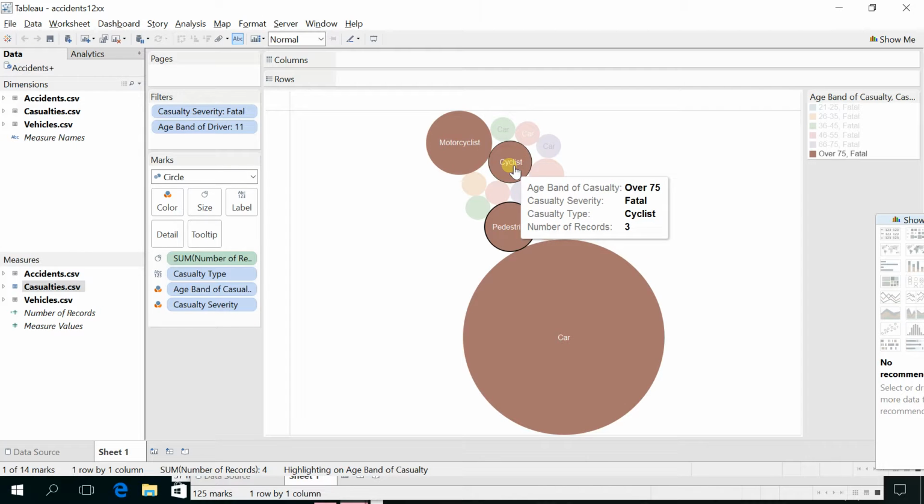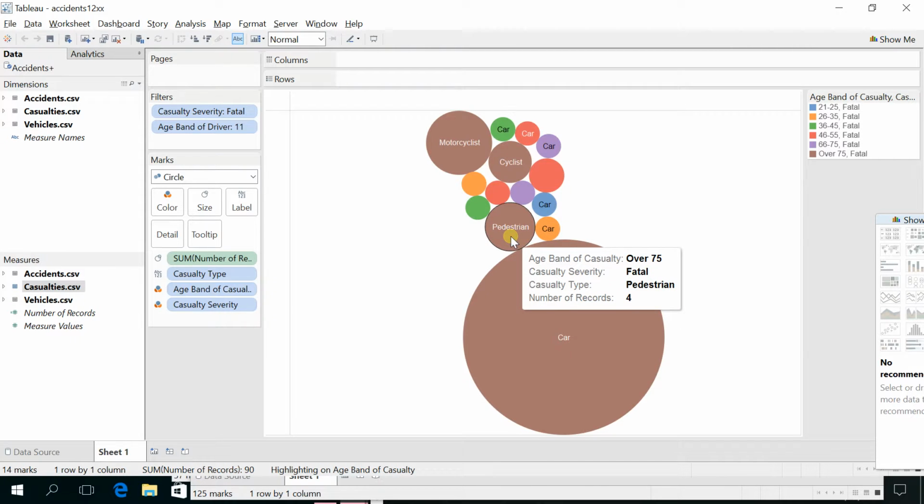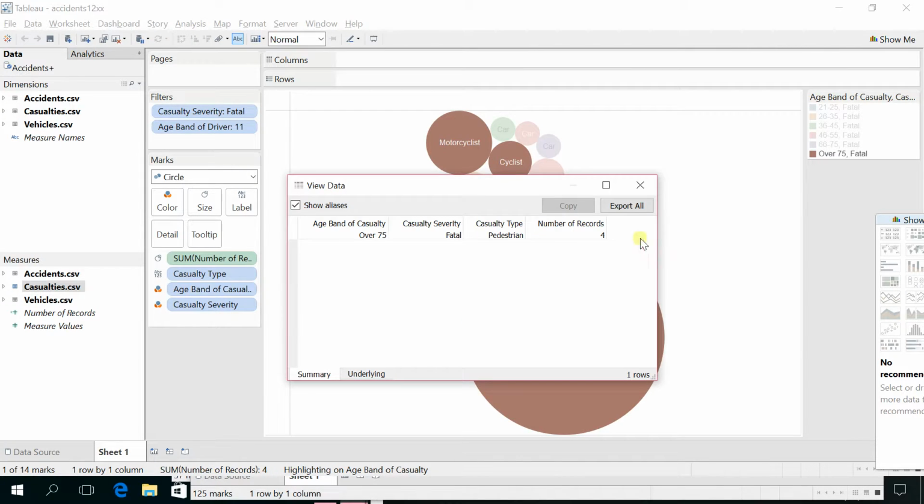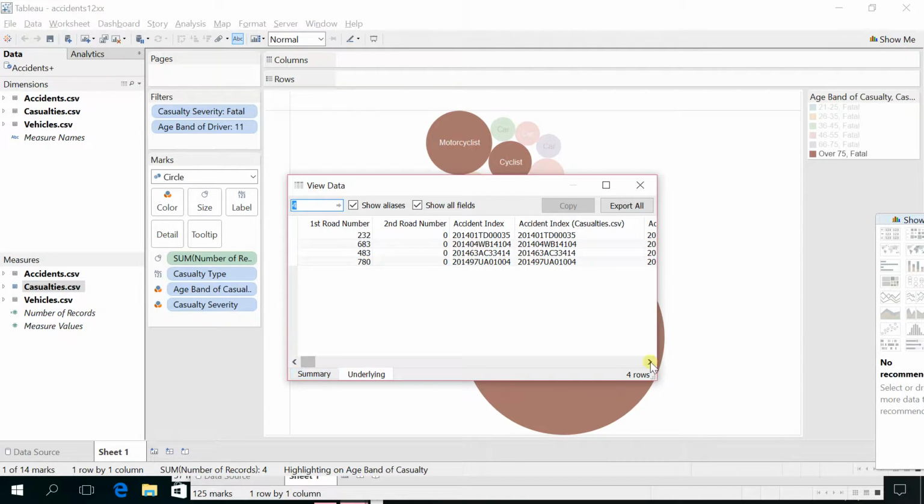But if you drill through here, and similarly for cyclists, if I drill through on pedestrians there and look at the underlying data associated with that, what it's really saying is that the driver in this instance is over 75, and the casualty happened to be a pedestrian as well. Sorry, the casualty was over 75 and obviously a different person.